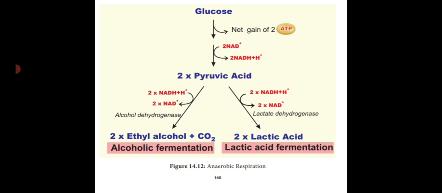In alcoholic fermentation, 2 molecules of ethyl alcohol are produced and carbon dioxide is also released by the enzyme alcohol dehydrogenase in the reduction of NADH2 into NAD. In lactic acid fermentation, NADH2 is also reduced into NAD by the enzyme lactate dehydrogenase, producing 2 molecules of lactic acid, but there is no formation of carbon dioxide. So this is the overall process of anaerobic respiration.